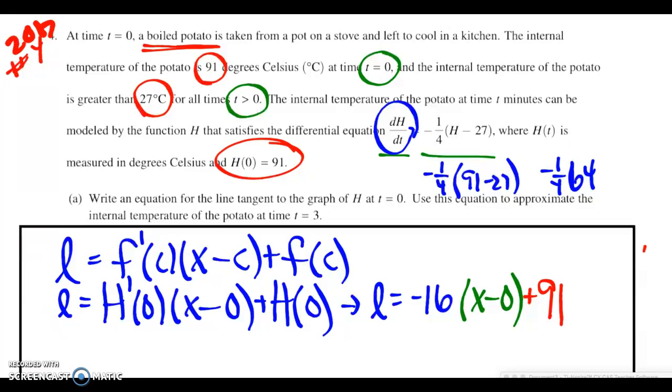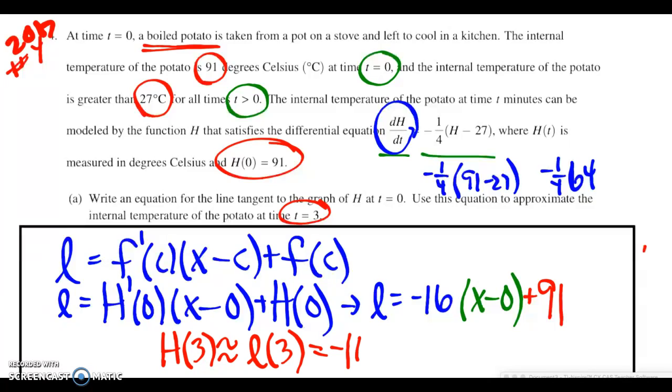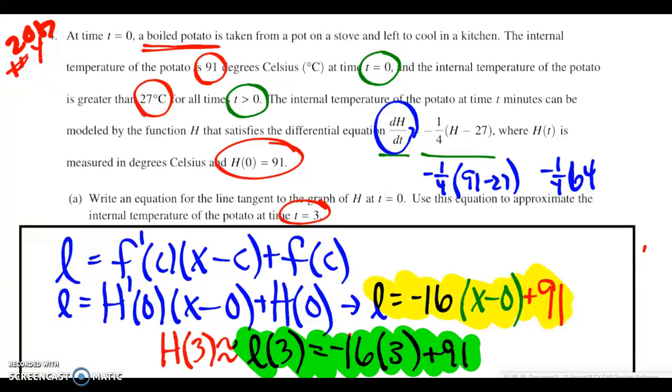Now they asked me to use that line to estimate the temperature of the potato at time 3. So h at 3 is approximately L at 3, which I'll fill in as negative 16 times 3 plus 91. I'm not even going to put those numbers together because that's enough for that answer right there. First thing was the equation for the tangent line, which is right here. And the second part is using the line to estimate the temperature at time 3. We have that part right there.